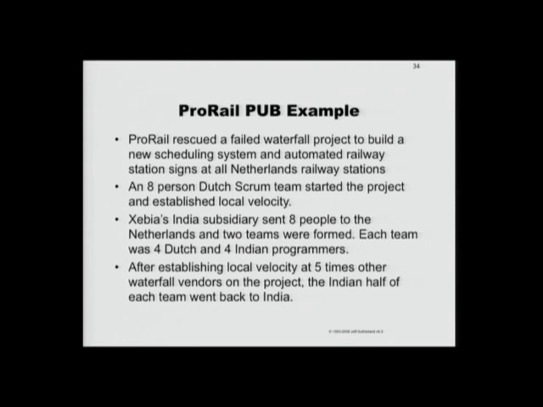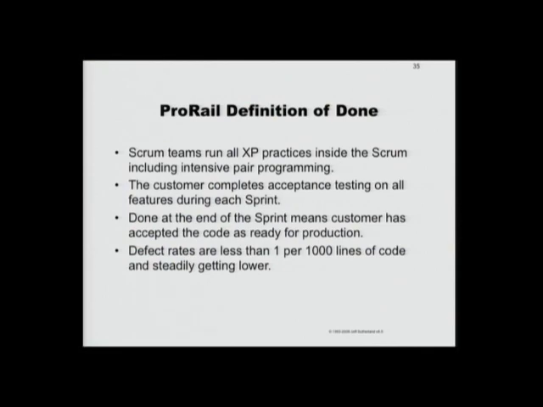Zebia was hired in, and they initially put an 8-person Dutch team on the project and got a local velocity established. They then got 8 people from India to come, and then they formed 2 teams, each team half Dutch, half Indian, still running local velocity. And they established a velocity that was running at 5 times the speed of the many other vendors on this big project. They know they're running at 5 times the velocity of any of the other vendors. They then sent the Indians back to India.